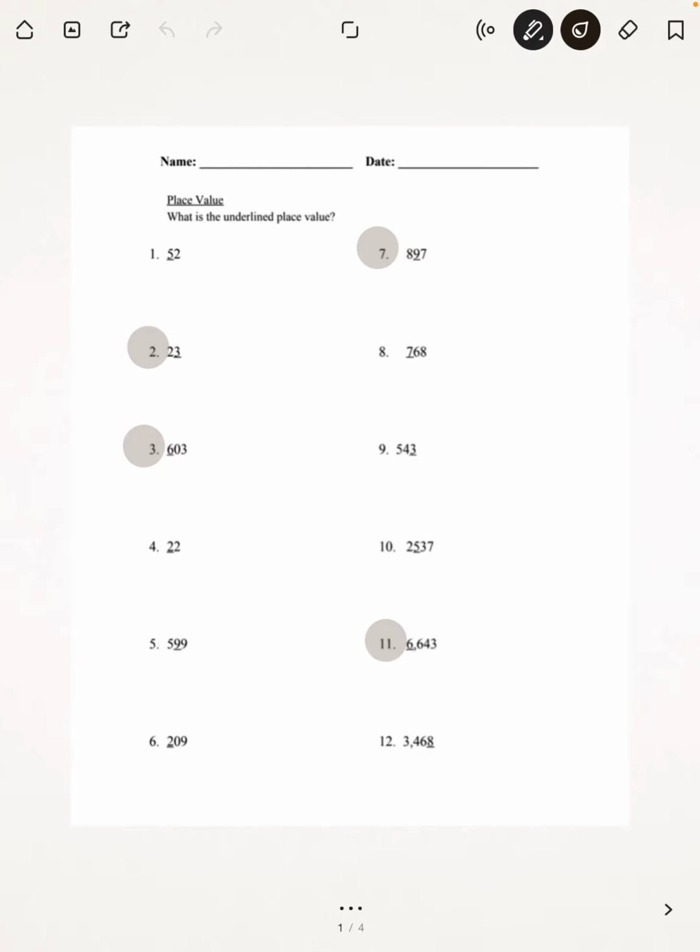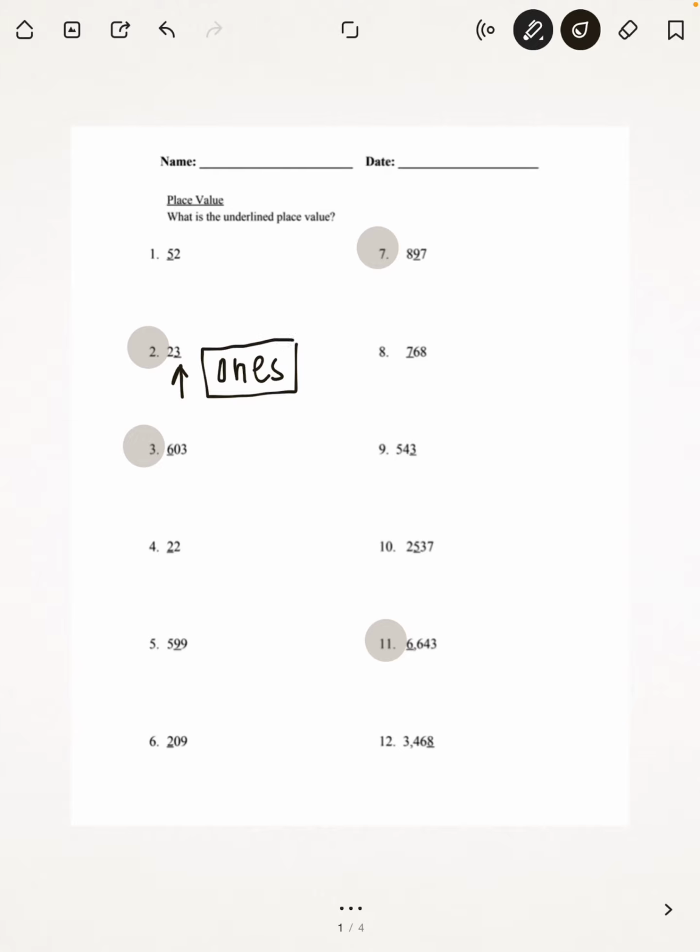The first topic that we're going to be going over is place value. Number 2. So if we look at number 2, we can see that the 3 is underlined. The number farthest to the right is known as the ones place. And the 3 is in the ones place. So the answer is ones.